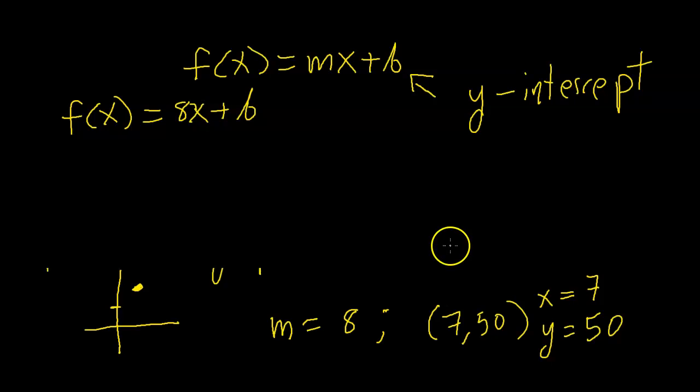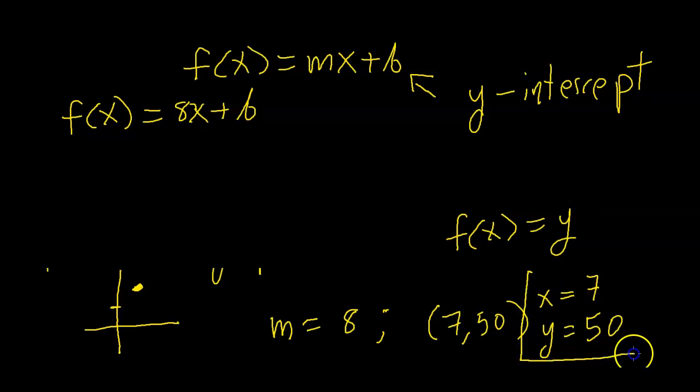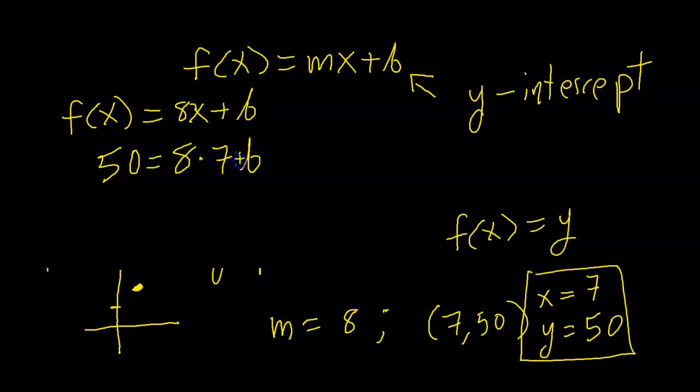Remember f of x equals y, or remember that the output of a function is always graphed on the y-axis. So we're going to substitute in 7 for x and 50 for f of x. So 50 equals 8 times 7 plus b. Let's simplify that. That's 50 equals 56 plus b.